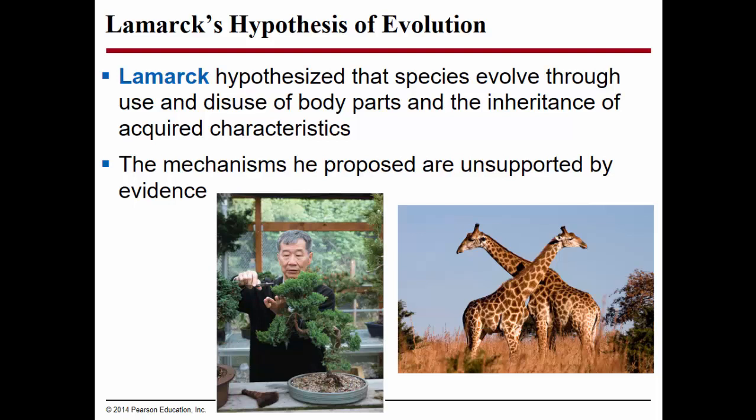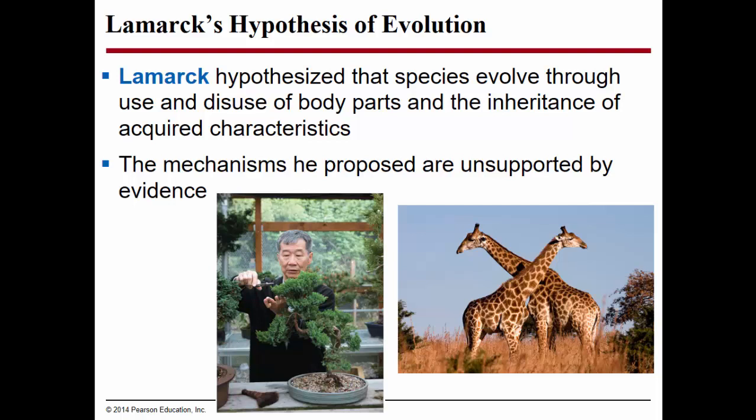An example that he used was the giraffe's neck. He thought that because the giraffe was reaching high up in the trees to reach the leaves that it ate, it stretched its neck out over time, and the neck got slightly longer every time the giraffe stretched it. He then proposed that the offspring of giraffes with really long necks would also have very long necks as well, and that over time the neck would get longer and longer. We now know that the mechanisms that he proposed were not supported by evidence, and for the most part they've been proven false.